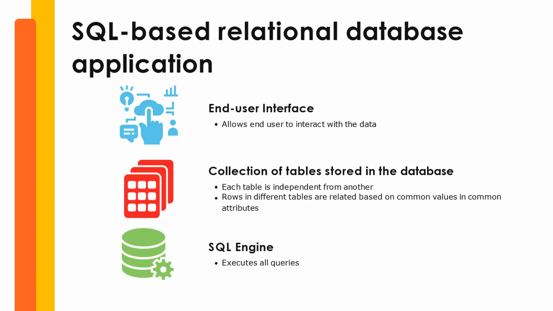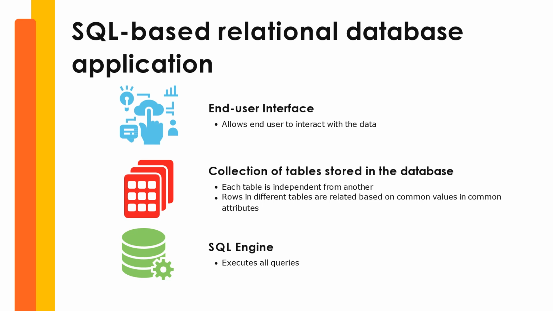In an SQL-based relational database application, we have the following components. We can see an end-user interface, which allows the end user to interact with the data. We also have a collection of tables stored in the database, where each table is independent from another, and the rows in different tables are related based on common values in common attributes. In this case, these are called keys. And we also have an SQL engine, which executes all of our queries for us to fetch data from our database.